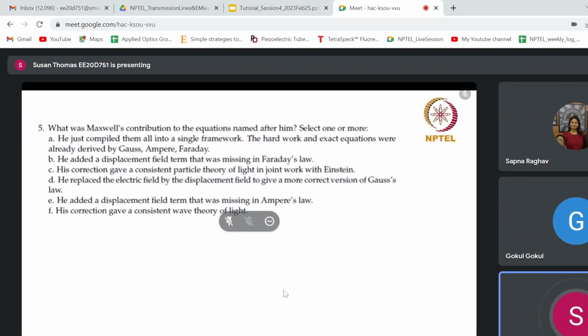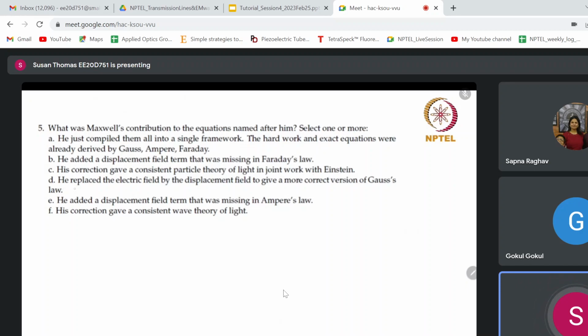What do you think is correct among these options? So I can read it out. He just compiled them all into a single framework. The hard work and exact equations were already derived by Gauss, Ampere, and Faraday. Second thing, he added a displacement field term that was missing in Faraday's law. Third option, his correction gave a consistent particle theory of light in joint work with Einstein.